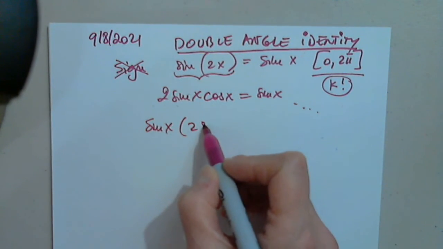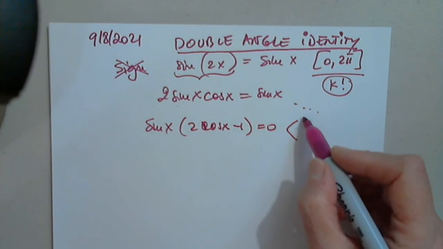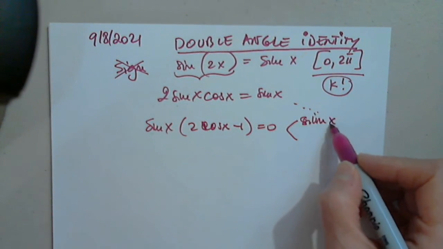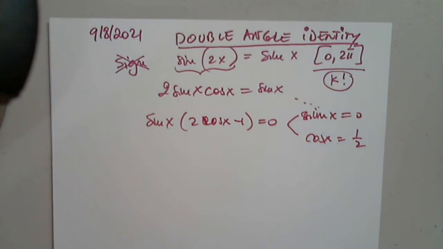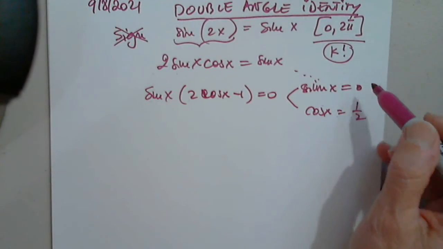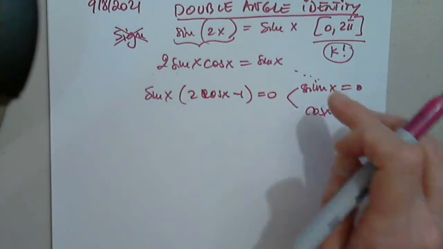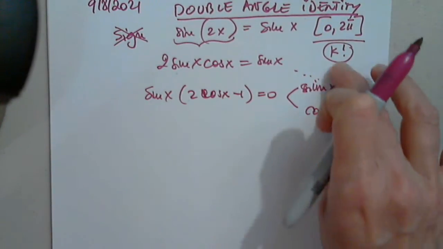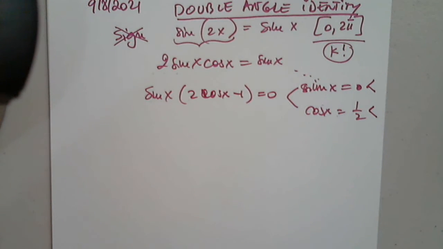So we will subtract sine and then factor out sine. So this is 2 cosine x minus 1 equals 0, and you have 2 options: when sine x is 0 and when cosine x is 1/2. And then sine is 0 in 2 situations, 0 and pi, and cosine 1/2 has to be in the first and the fourth quadrants. So you get 2 solutions from here and 2 solutions from here in a full circle.